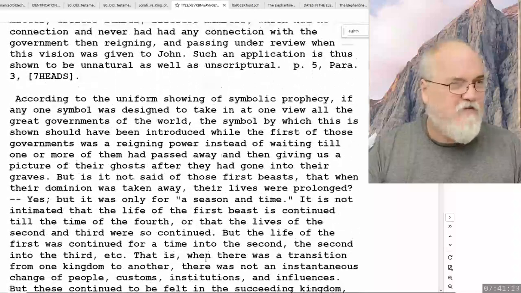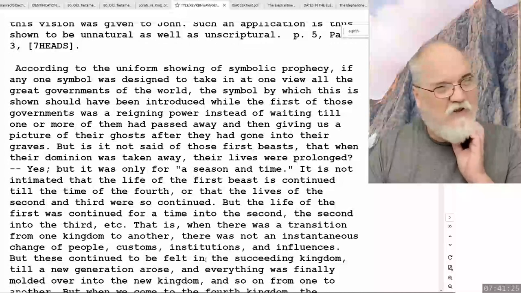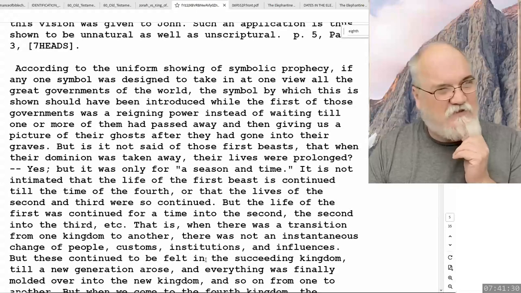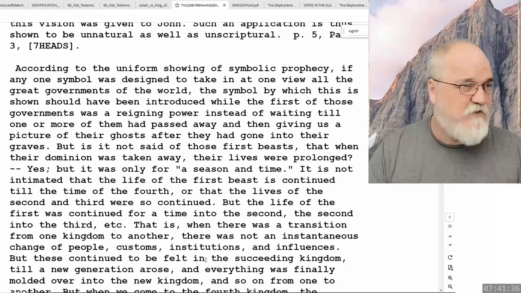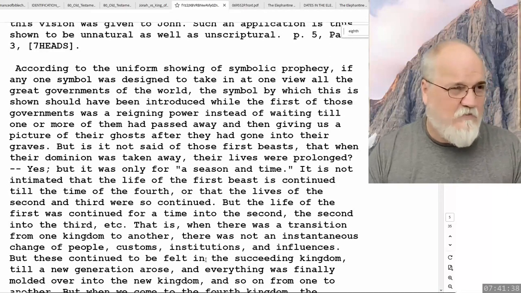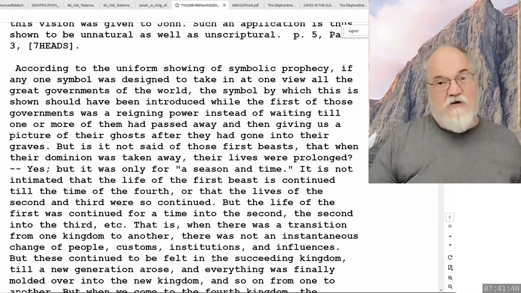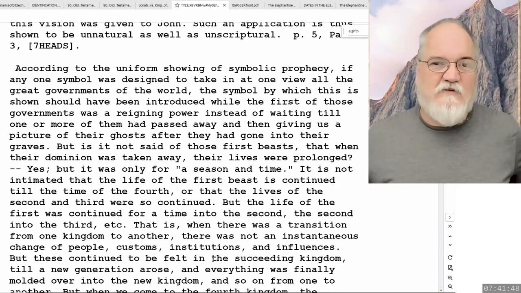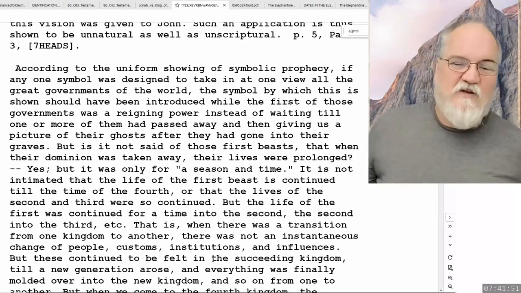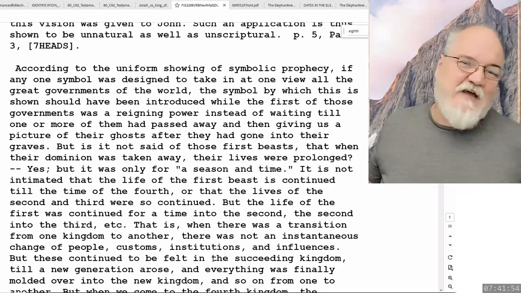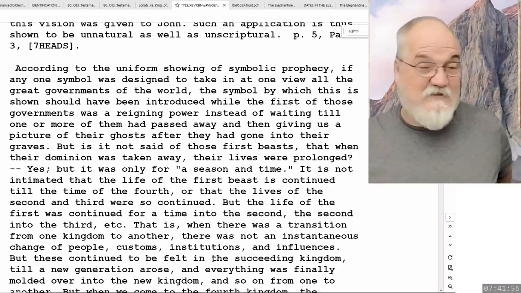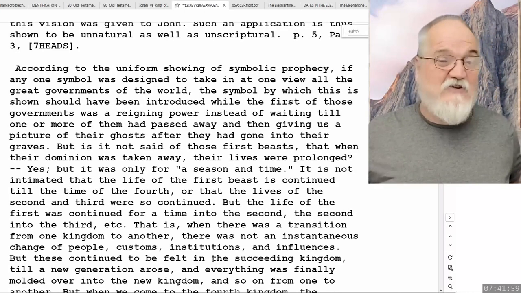now he says some things here: according to the uniform showing of symbolic prophecy, if one symbol was designed to take in at one view all the great governments of the world, the symbol by which this is shown should have been introduced while the first of those governments was the reigning power, instead of waiting till one or more of them had passed away and then giving us a picture of their ghosts after they had gone into their graves. This is a bad argument. So he's just making an argument. We're using symbols, and we can't just introduce a symbol and attach it to the papacy, or not to the papacy, to Babylon, that wasn't introduced at the time.